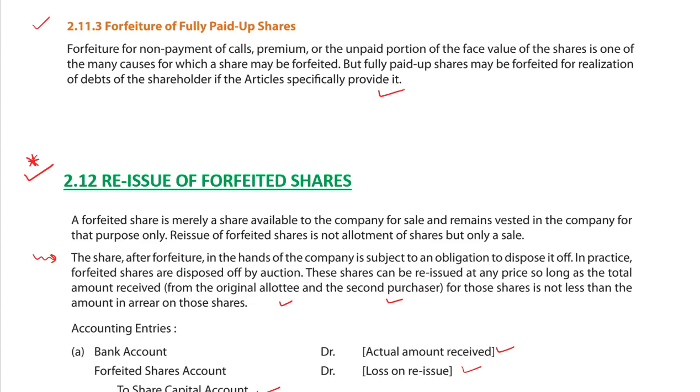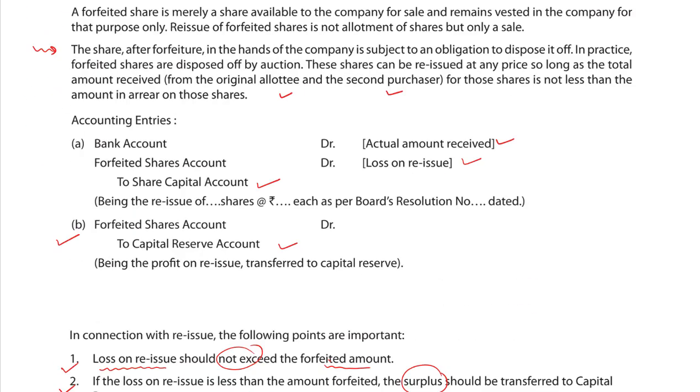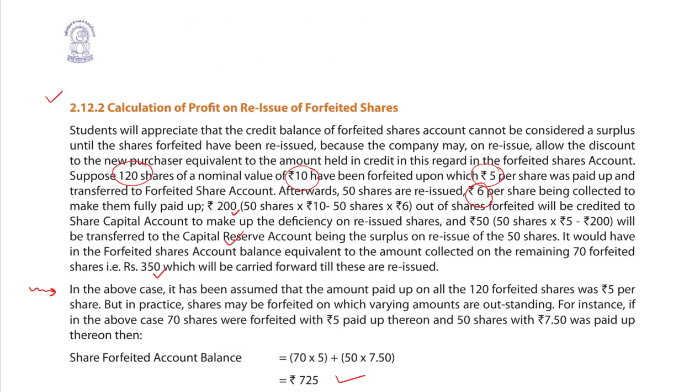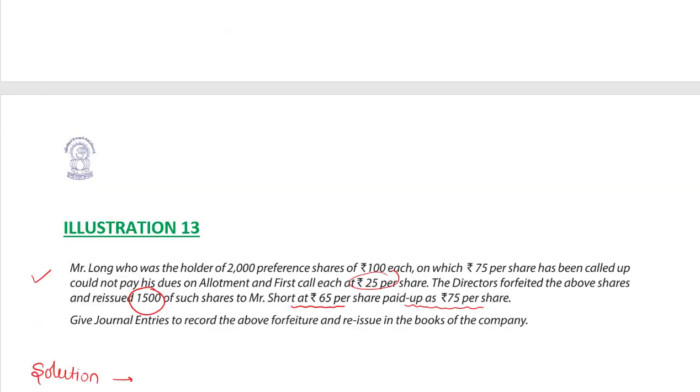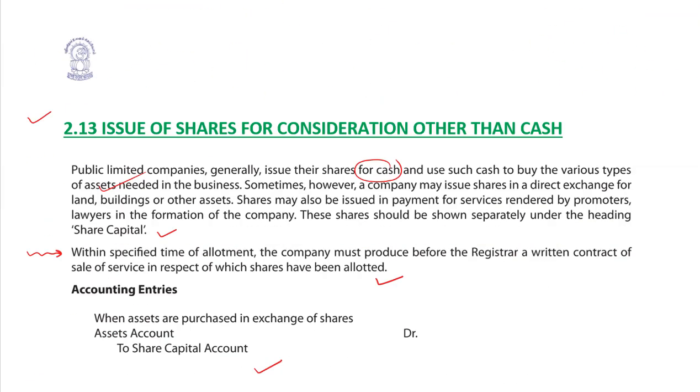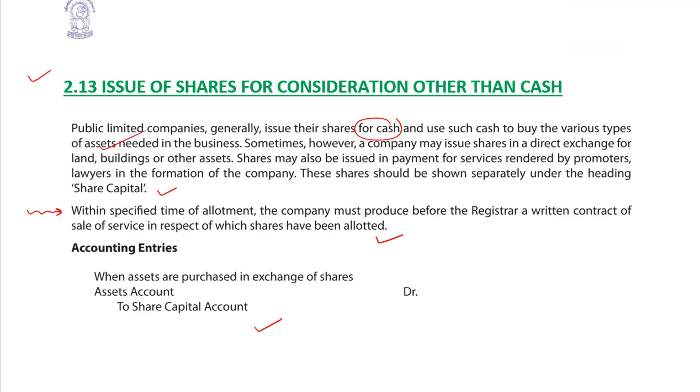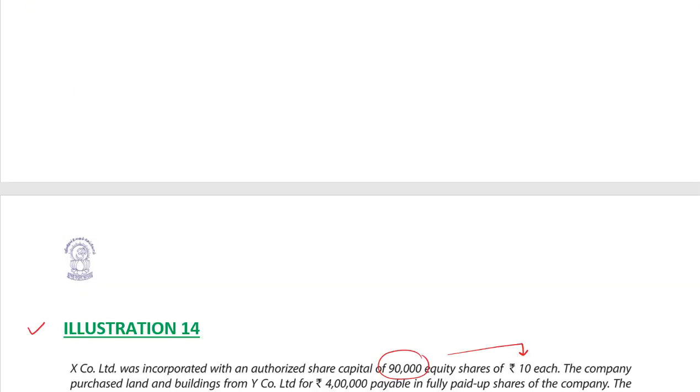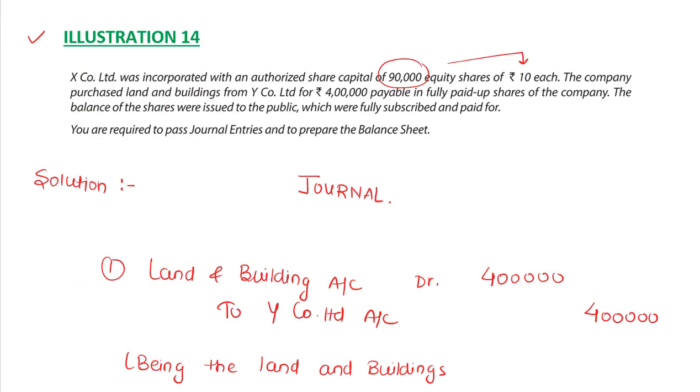Then we shifted to reissue of forfeited shares: the concepts, how the accounting treatment is done in case of a reissue of forfeited shares, and how to calculate the amount transferred to capital reserve. We did illustrations in relation to it, and at last we learned issue of shares for consideration other than cash, and its accounting treatment.